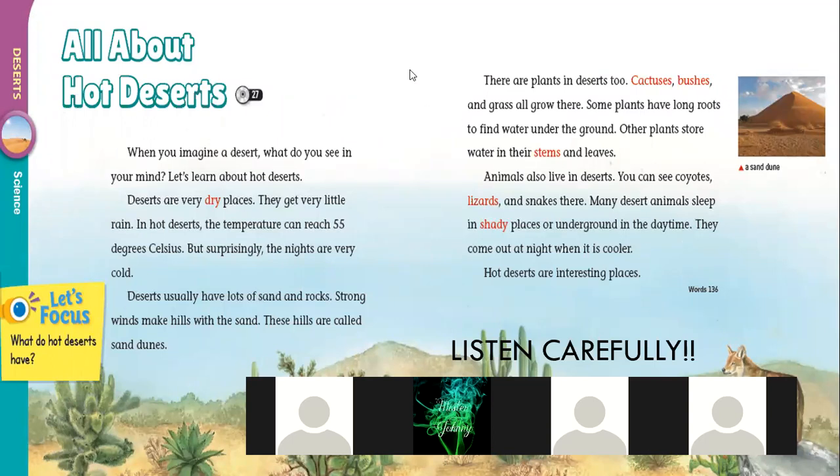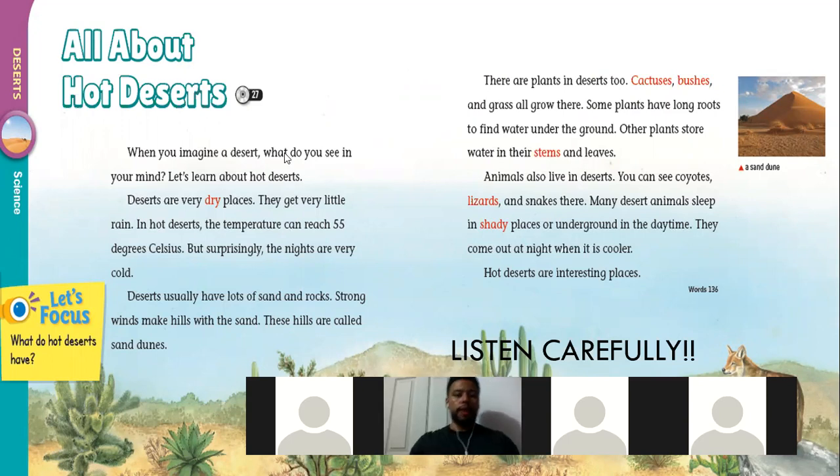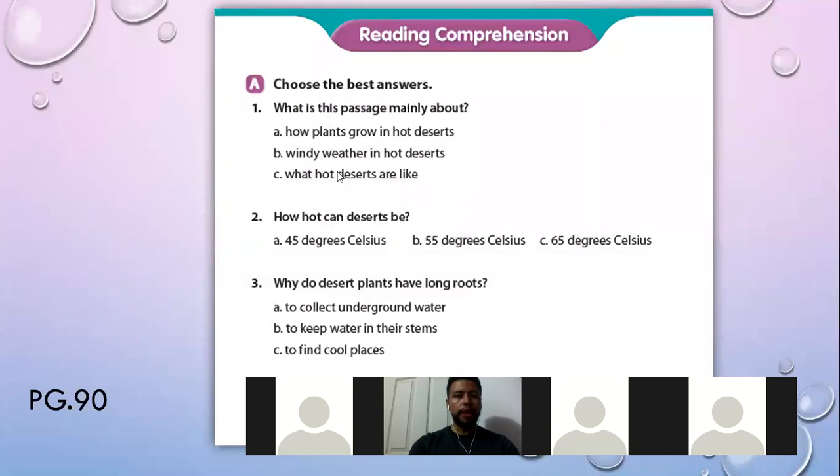Hot deserts are interesting places. All right. Thank you for listening to the track. So here we have learned specific information about animals, about deserts, about different aspects you can see in the desert. So, any questions about this reading, this story? No? All right. Good, guys. Excellent. Let's go to the reading comprehension part.